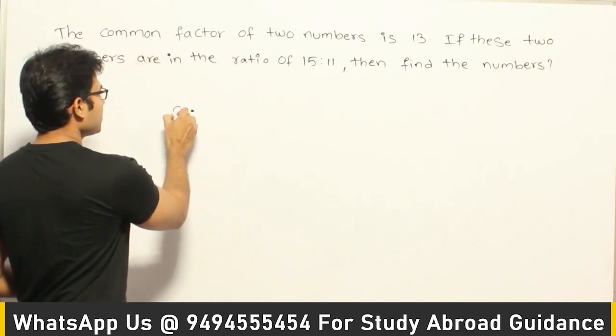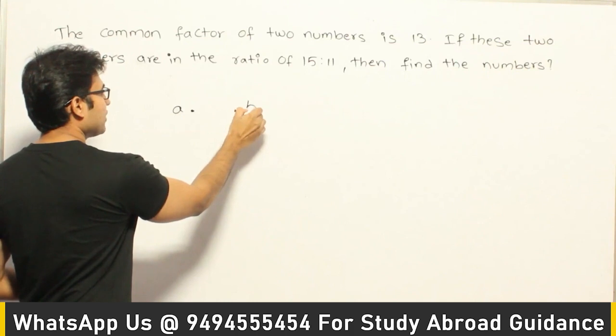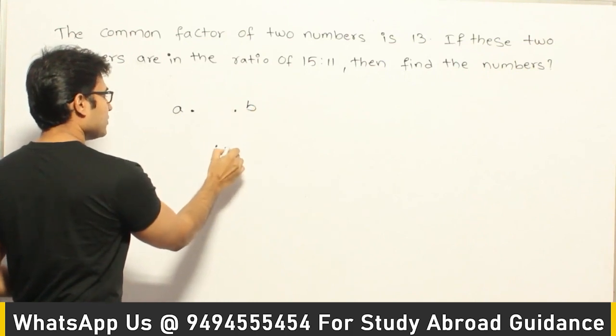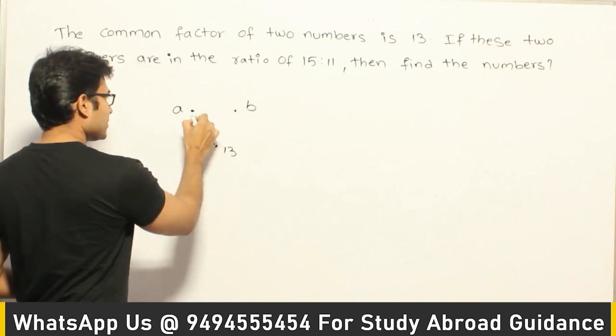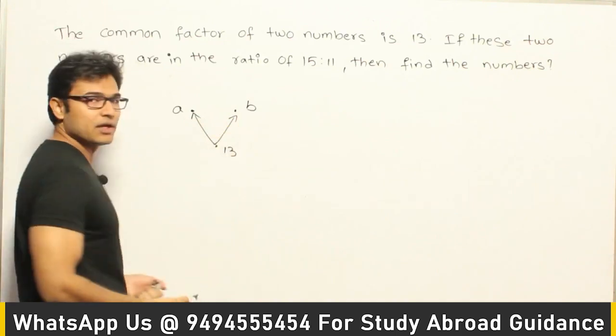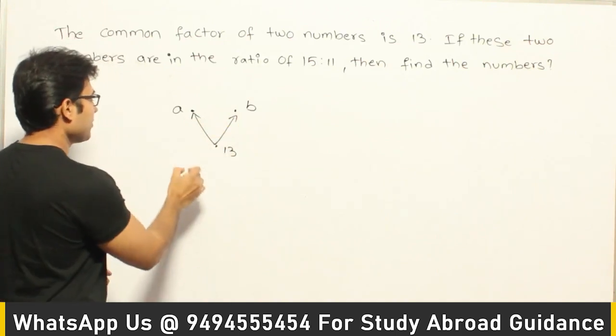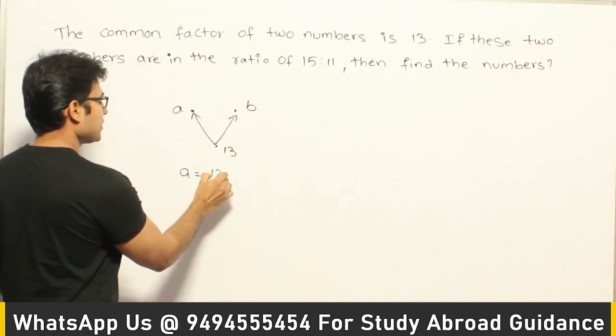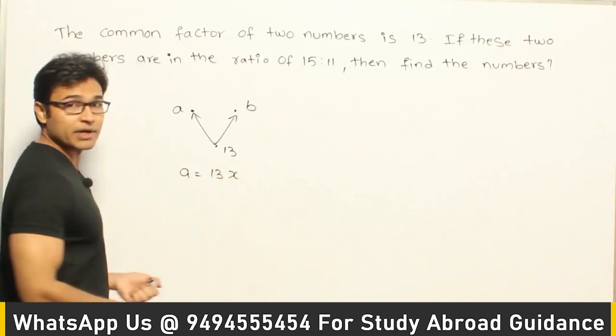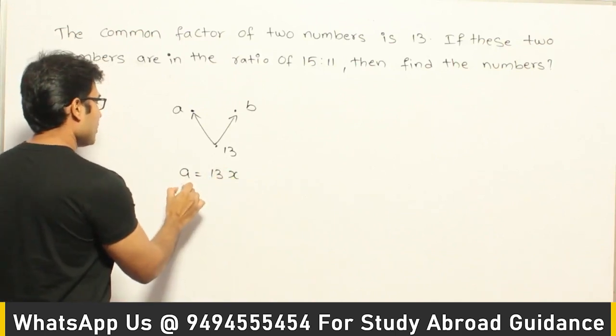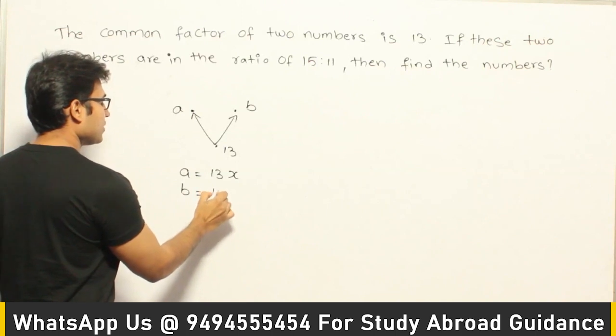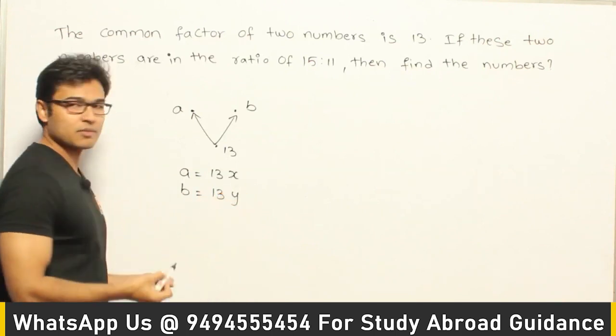Let us assume that the numbers are a and b, and I told you that if you have a common factor of 13, it means that 13 divides both these numbers, right? Therefore I could express a as 13 into x for some natural number x, and b can also be expressed as 13 into y for some natural number y.